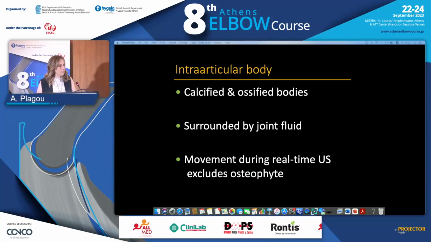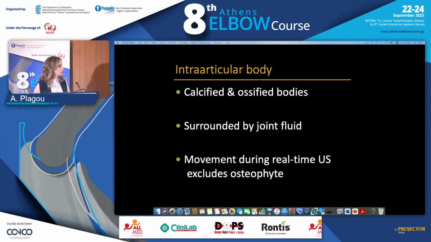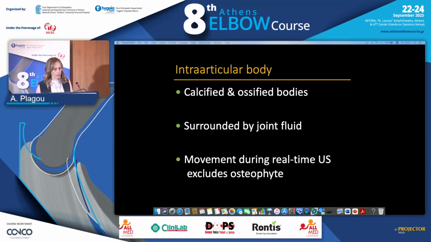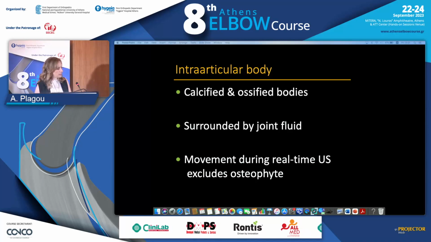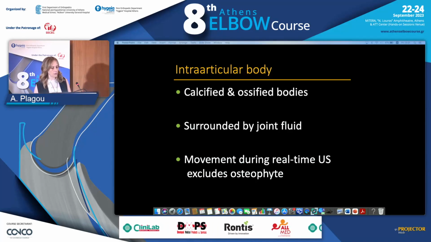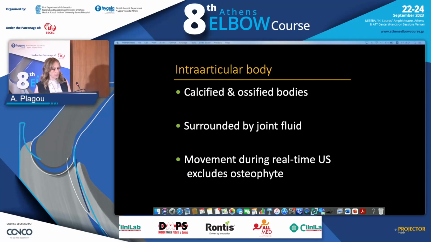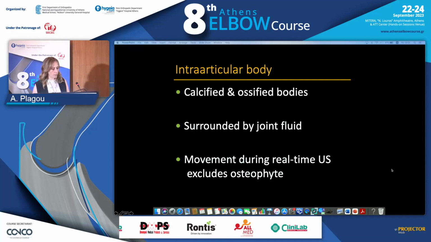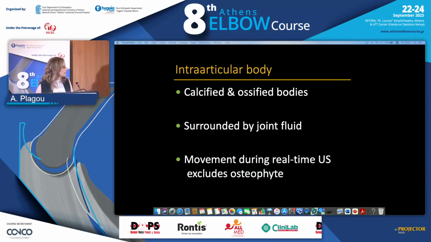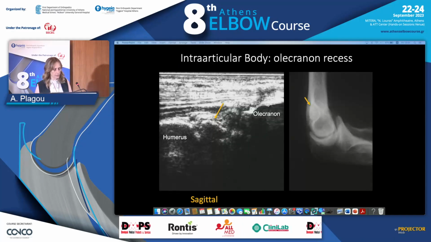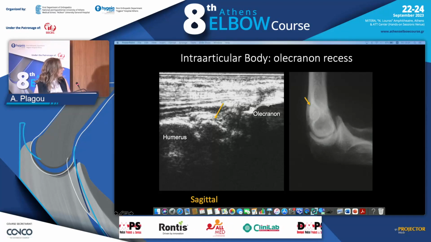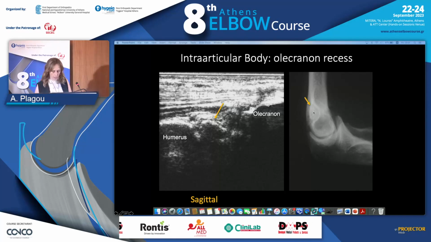Intraarticular bodies can be detected with ultrasound, but not always. If they are in the ultrasound spectrum where we can scan, we can see calcified and ossified bodies. It is helpful when they are surrounded by fluid, and it is also helpful when we do dynamic movements and we see them moving, and this is how we differentiate from osteophytes. This is a case of an intraarticular body, which was also apparent on the X-ray.